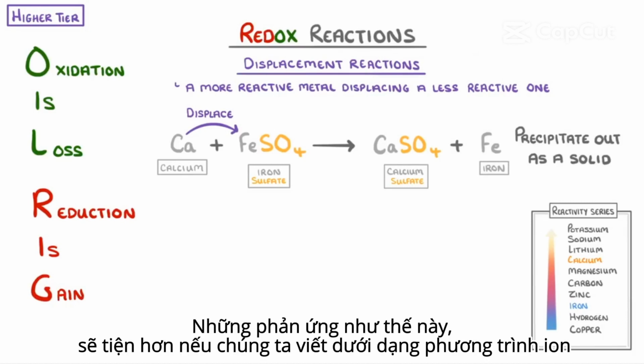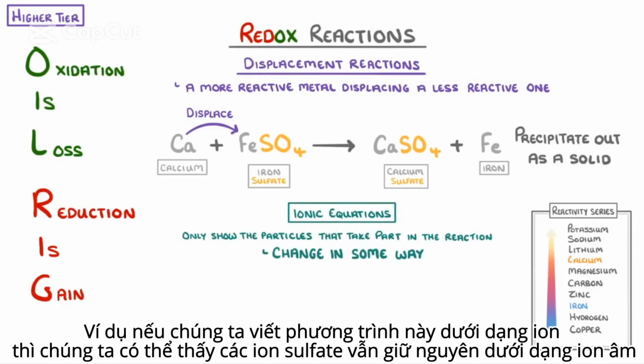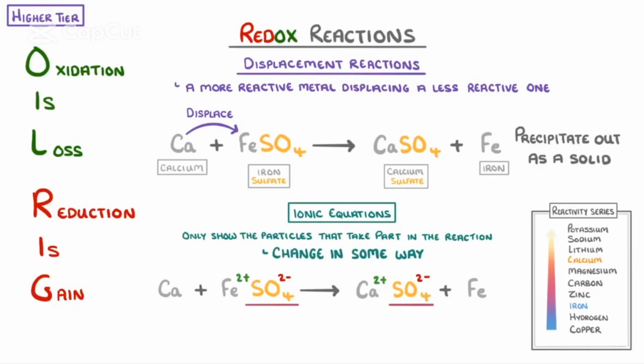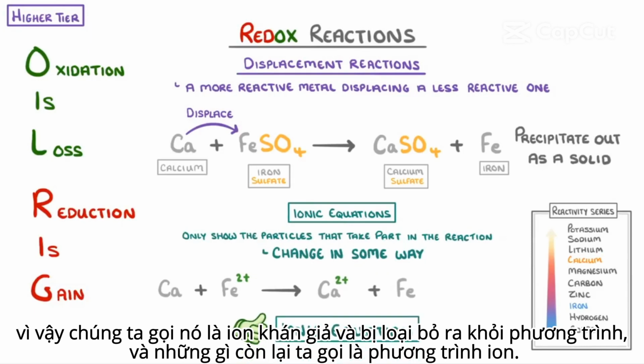For reactions like this, it's sometimes useful to write them as ionic equations, in which we only show the particles that actually take place in the reaction and change in some way. For example, if we showed everything here as ions, we can see that the sulfate ions stay as SO4 2- ions. They don't actually change or take place in the reaction by exchanging electrons. Because of this, we call them spectator ions and get rid of them from our equation. And what we have left is the ionic equation.